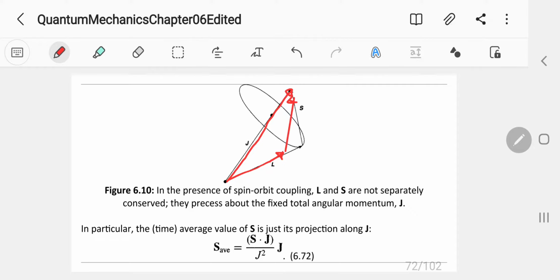But the time average value of S is just the projection of S along J. There's nothing wrong with using the average value of S. As you can see from here, S dot J is a scalar, and so if you project it onto the vector J, then you have to multiply it with J, and of course you have to divide it by J squared in order that you will just have the value of S.